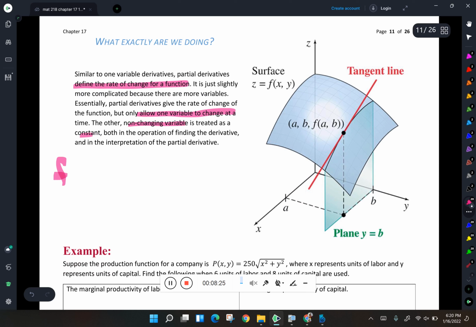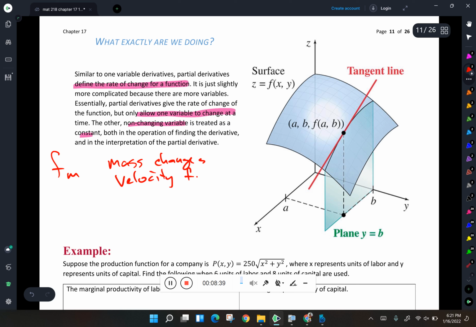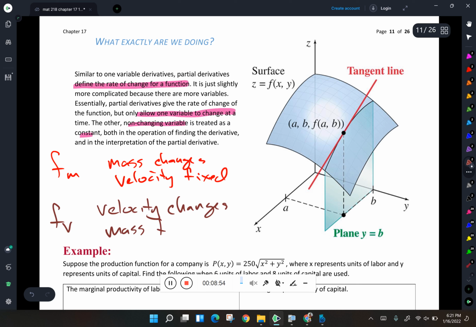So f sub m that we just got done doing said mass changes, velocity is constant, or we could think of that meaning it is fixed. But if we had done f sub v, then it would be velocity changes and mass is fixed. Okay? Similarly, if you have more variables, then what you're doing is you're finding one of them changing and the rest of them fixed.